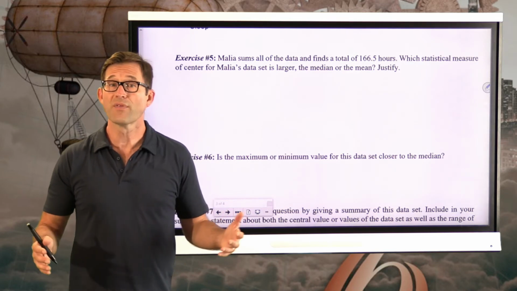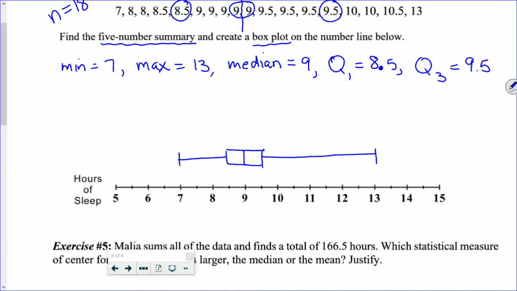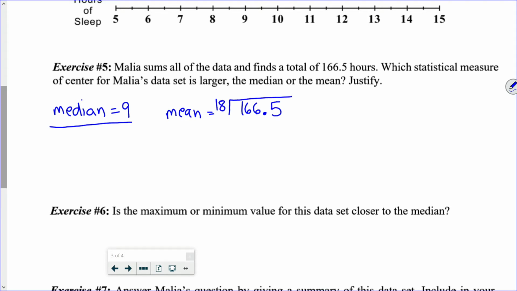Well, we already know what the median is. Let's write that down, right? From before, we knew that the median was equal to 9. So I'm just going to write that down. Didn't quite work. The median is equal to 9. Now to find the mean though, we're going to have to do a little division. Right? The mean is going to be our total, 166.5, divided by how many there are, which is 18.